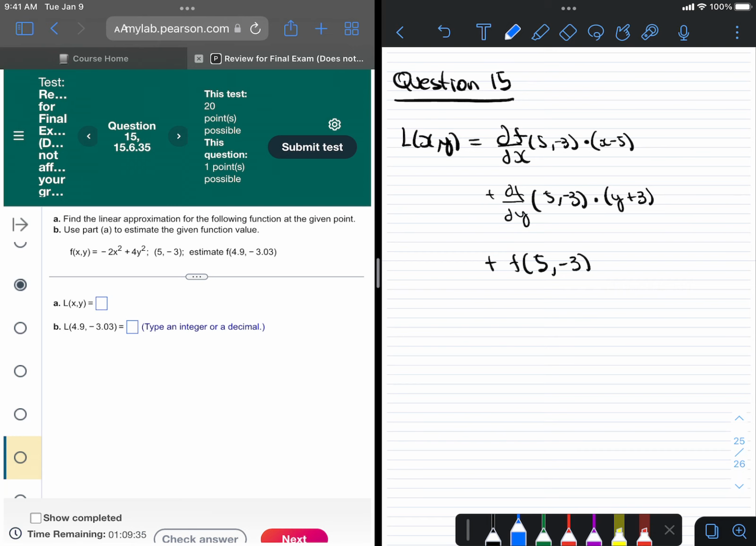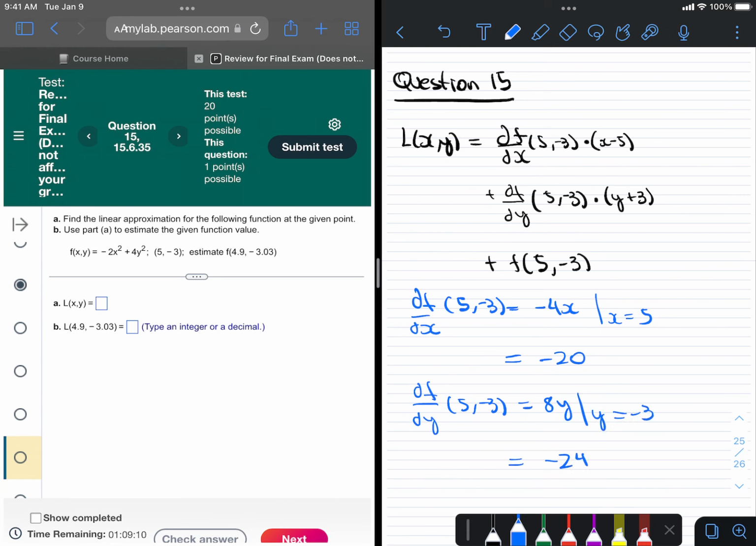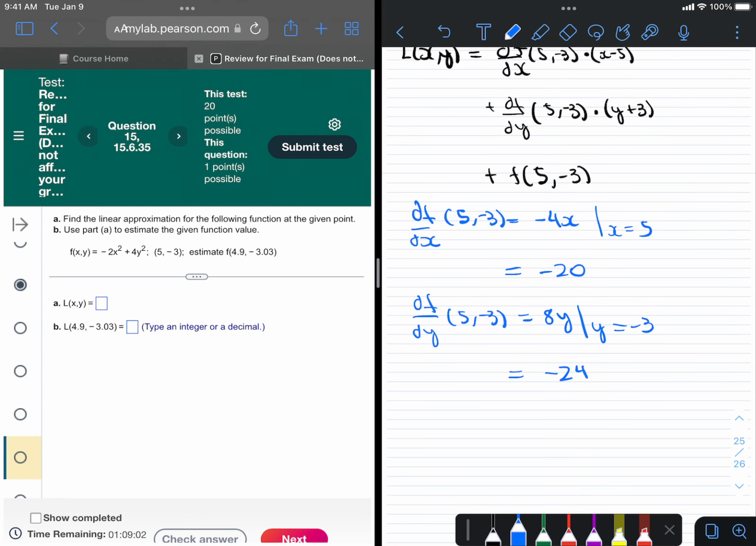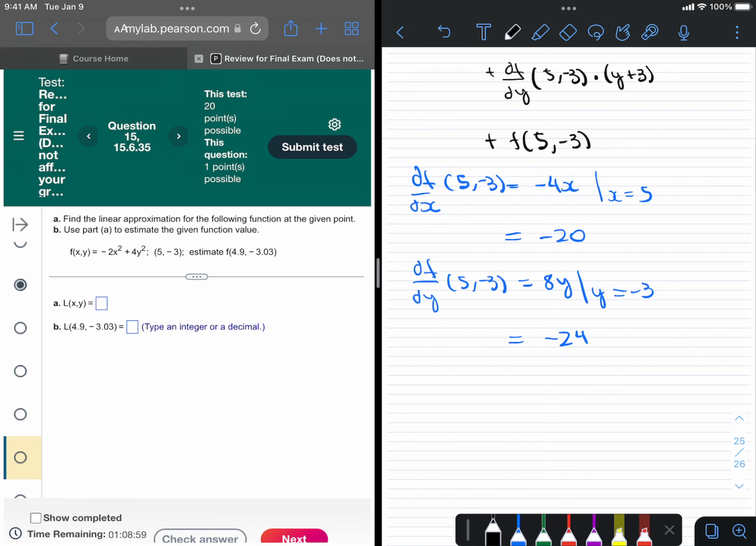So let's get to calculating. Df dx is pretty simple. That is negative 4x, and we're doing x equals 5. So that's negative 20. Df dy is 8y, and that's at y equal negative 3, so that's negative 24. So the function will definitely be going down in the positive directions. Both derivatives are negative.